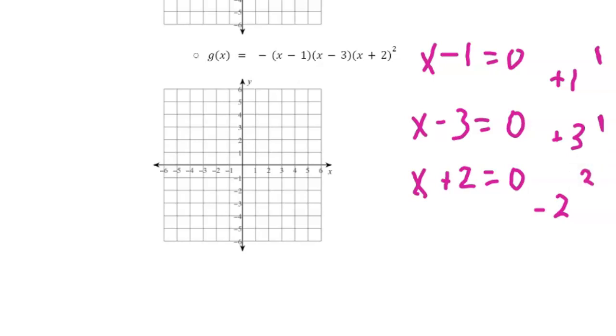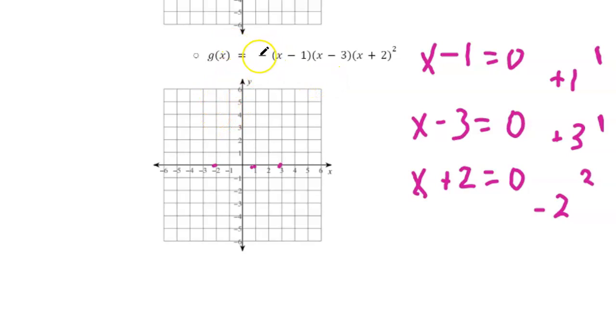And so we can graph this thing. So we go ahead and put in our 1. I should have got a little bigger graph paper, but here we go. We've got 1, we've got 3, we've got negative 2. And so we've got all of our roots.